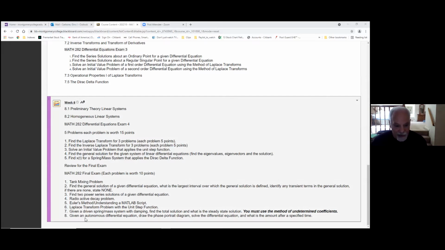And then number 8 is, given a differential equation, you have to draw the phase portrait diagram, solve the differential equation, and find what the amount is for a specific period of time. I'll tell you too, number 8 is actually one of the WebWork problems. So if you did the problem in WebWork, you already have the solution to number 8. Okay, so that's the final exam.